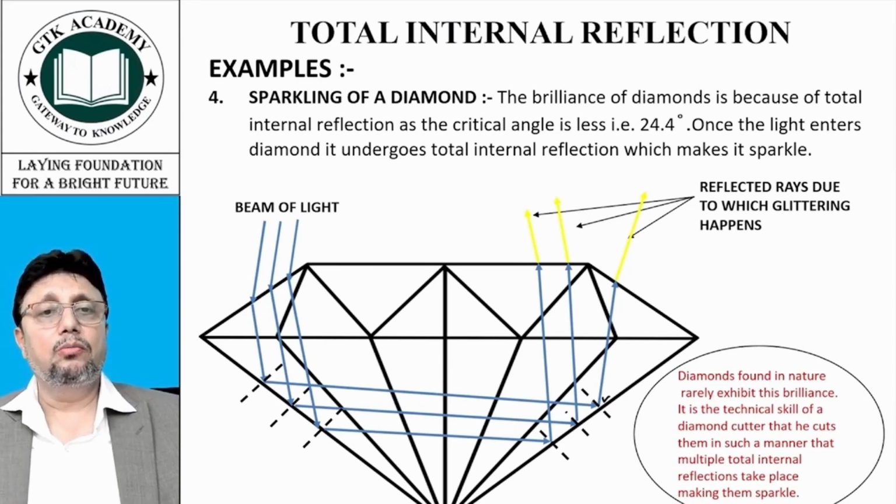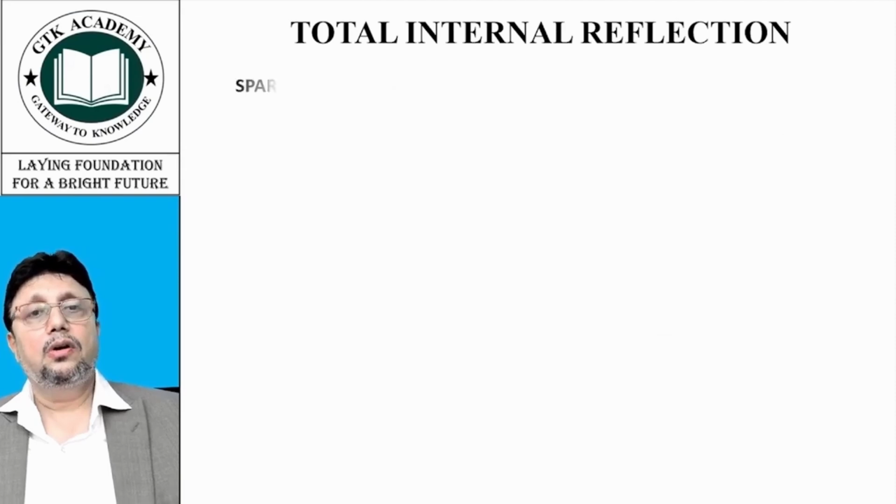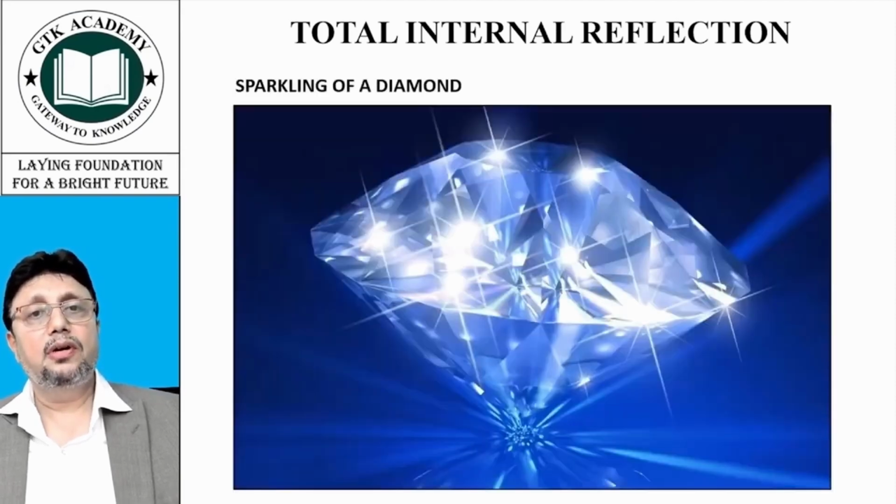But if you see a diamond which has been just taken from a diamond ore, you will find there is very, very less or nearly nil glitter in that. But when the diamond is cut in such a manner that multiple total internal reflection takes place, and here we take the help of critical angle because it's so less, very easily total internal reflection can take place. So you can see the sparkling of a diamond. It sparkles so beautifully. You must have seen that.